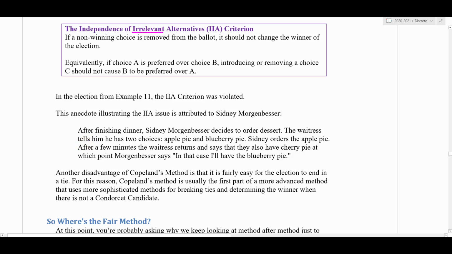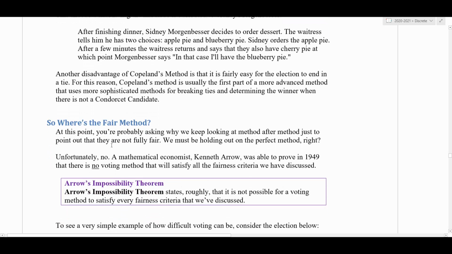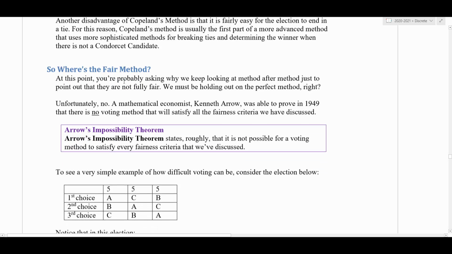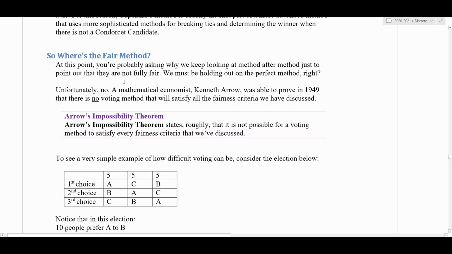Okay, so we've talked about several different voting methods, and every time we do, I always tell you there's something wrong with it, and you're probably thinking, is there a fair method that doesn't violate any of these fairness criteria we've talked about so far? As it turns out, there is no fair voting system. Every single method of voting that has ever been introduced in our history has been found to violate one of the 4 fairness criteria that I have stated throughout these lessons.